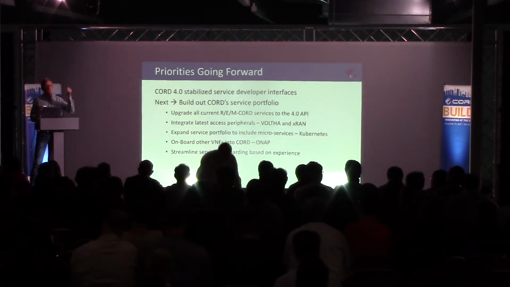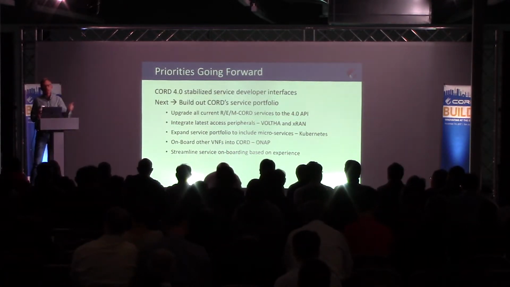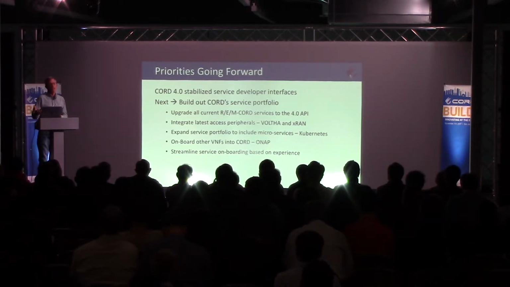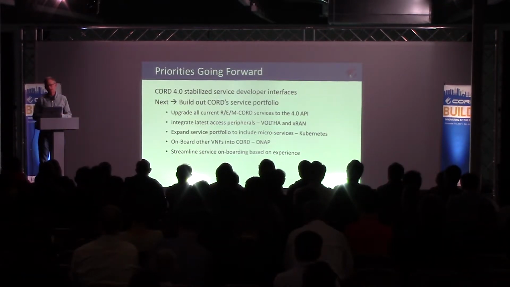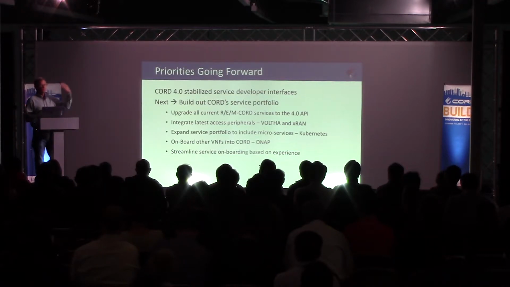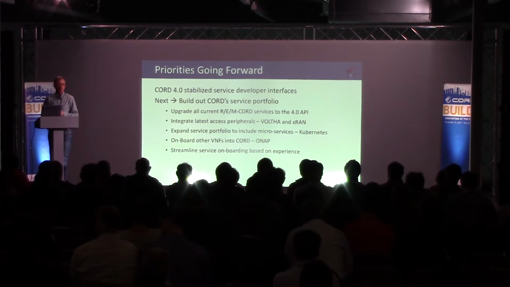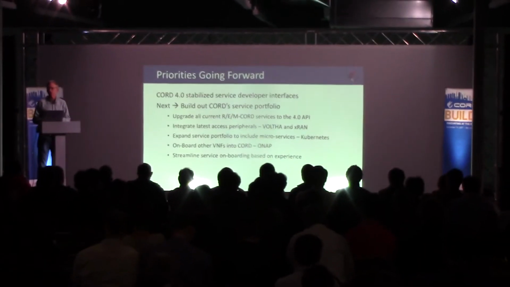Okay, so Kubernetes, microservices. We would like to onboard VNFs from other sources. So we're looking for opportunities, if you're involved with ONAP, for example, to have ONAP treat CORD as yet another cloud, and to provision and instantiate a VNF through that interface. I'm going to come back to ONAP because that's clearly an important aspect of the roadmap. And of course, the more services we onboard, we believe that we will just get smarter and smarter. That's our motto: we don't know everything there is to know yet. And so we will just continue to streamline the onboarding process.